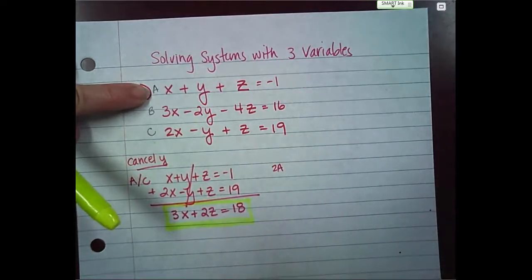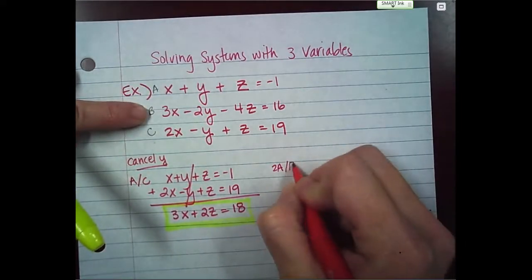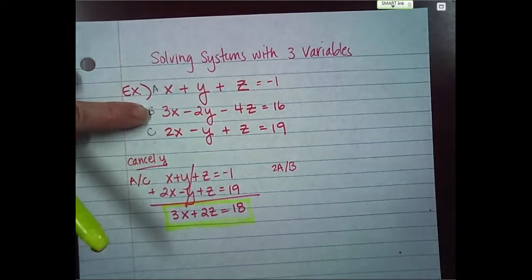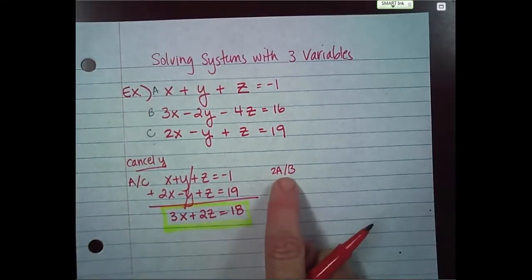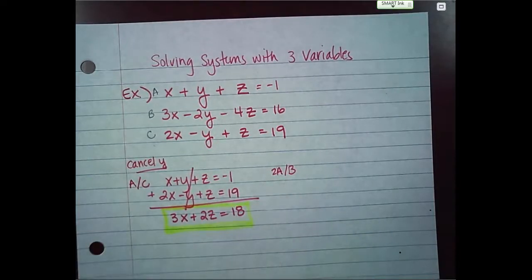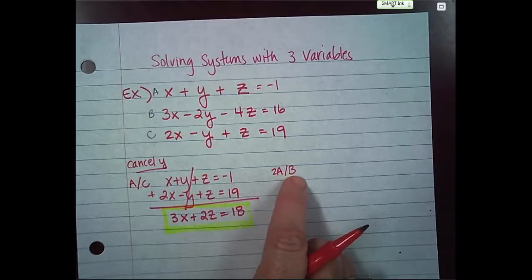2A and, no, just B. Correct? 2A and B. I'm not going to even look at your paper, and I will give you no partial credit if you don't have what you did written down. Okay? Because if you go back and try to find a mistake, I would have no way of knowing where to start to help you. Okay? So I want 2A and B.